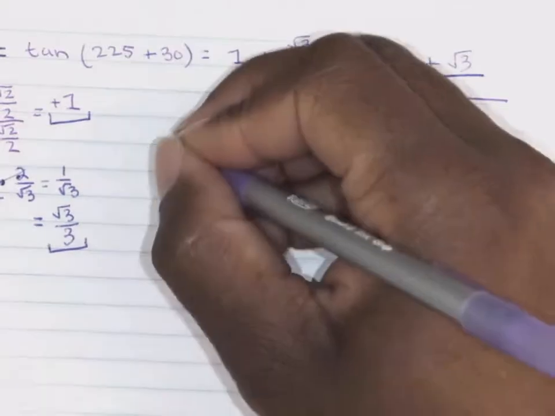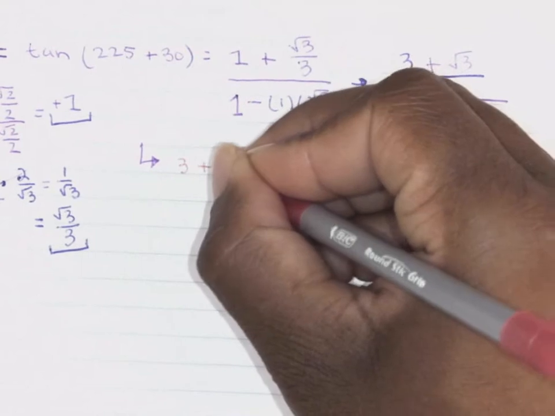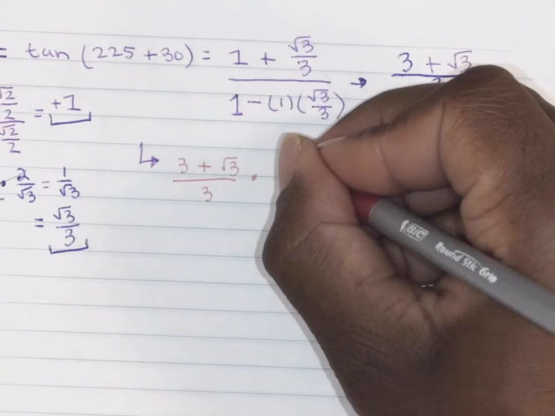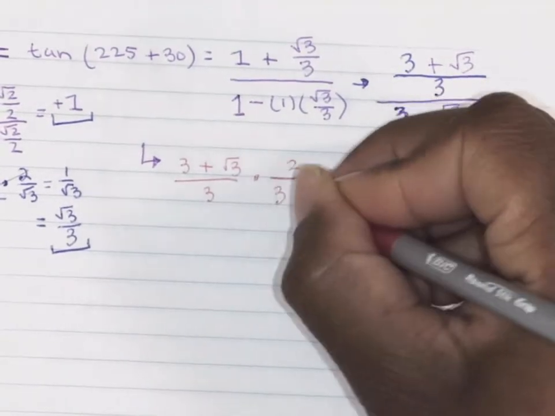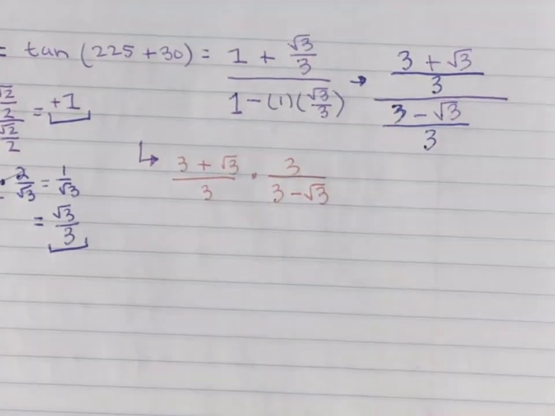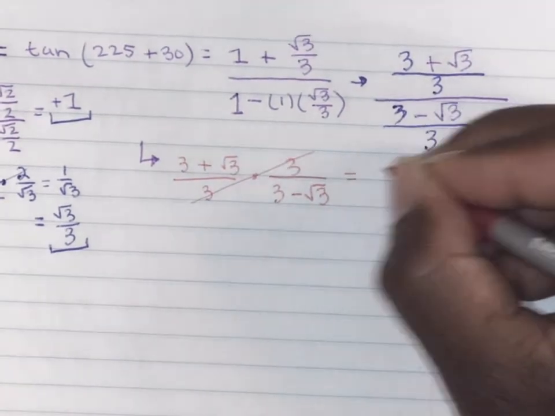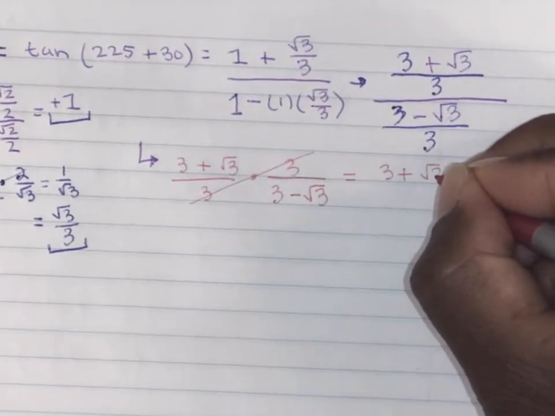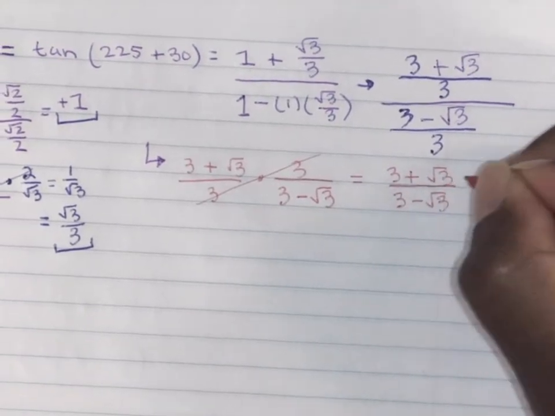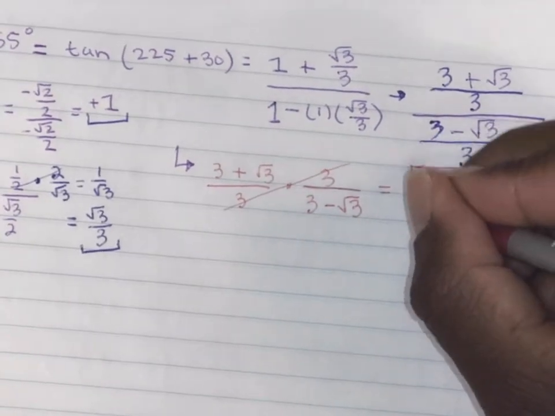All right, and at this point, I got to keep, change, flip. So I'll keep the top piece. I'll multiply by the reciprocal of the bottom. So 3 divided by 3 minus root 3. The 3's cancel, and what I get is 3 plus root 3 over 3 minus root 3. Now for this test, I'm okay with you leaving it like that.